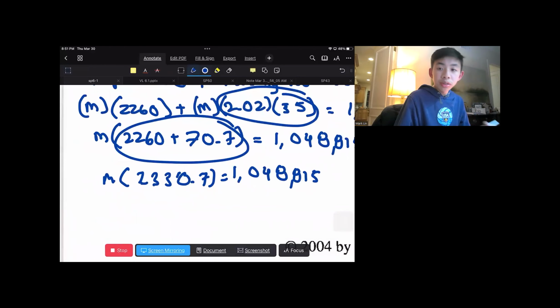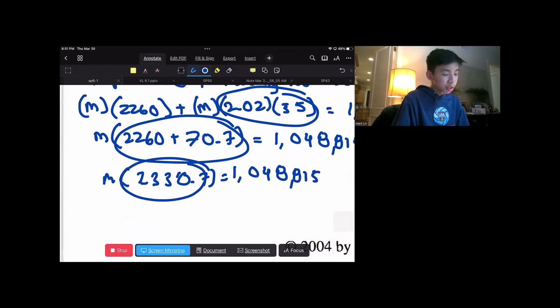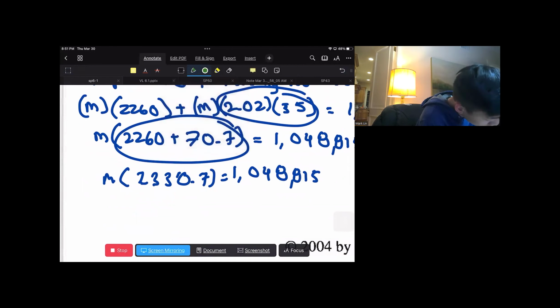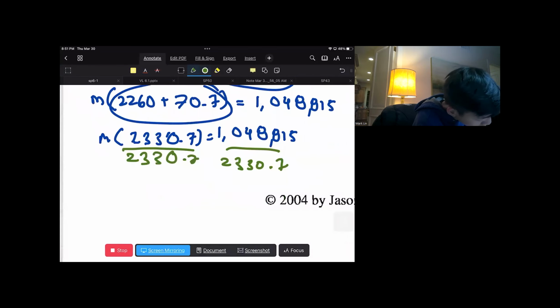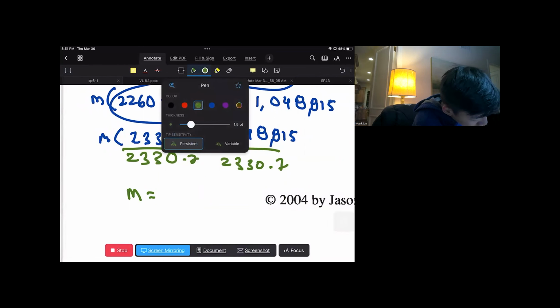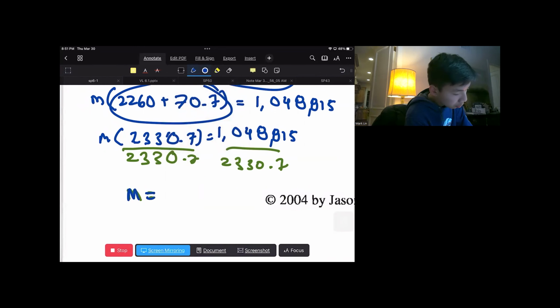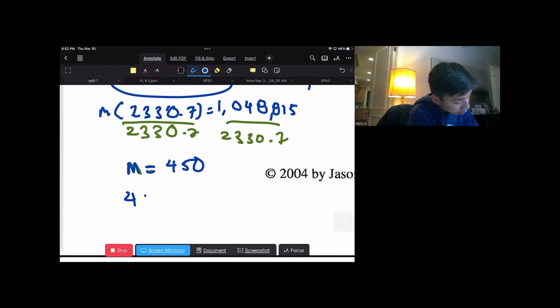And then what we need to do to isolate this M is to divide both sides by 2330.7. So 2330.7 divided by 2330.7 is 1, and our M is going to be 1,048,815 divided by 2330.7, which is 450. Our mass is 450 grams of H2O.